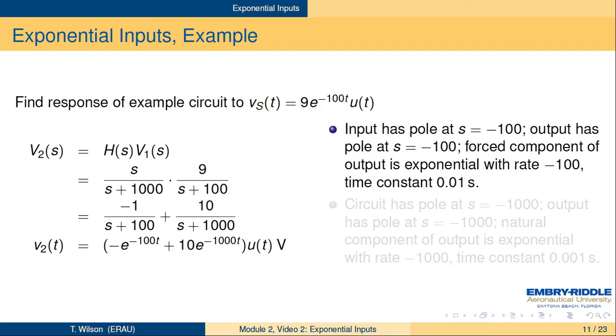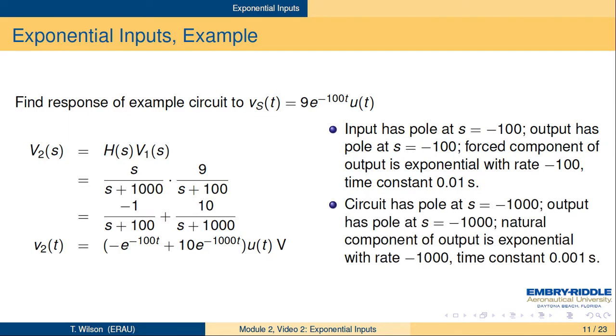There's an input pole at minus 100. The input exponential has a rate of minus 100. So the forced component of the output is going to be an exponential with a rate of minus 100 also, just by Laplace. And that's got a time constant of 10 milliseconds. The pole in the circuit, associated with the RC, has a rate of minus 1,000. So there's going to be an exponential in the output with a rate of minus 1,000. That's got a time constant of 1 millisecond.